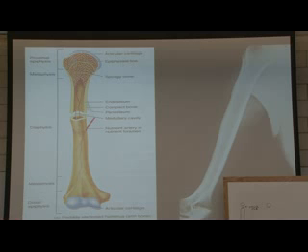So then any long bone is going to have a proximal and distal epiphysis, a proximal and distal metaphysis, and only one diaphysis.